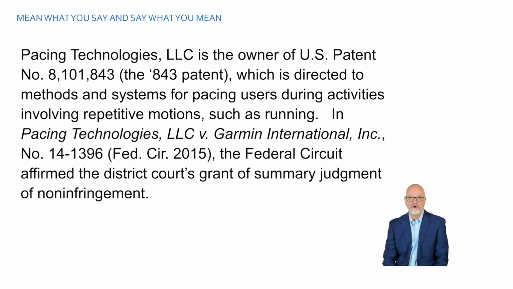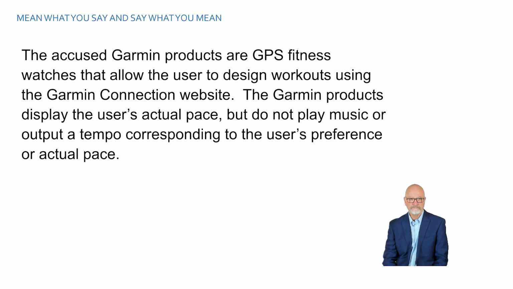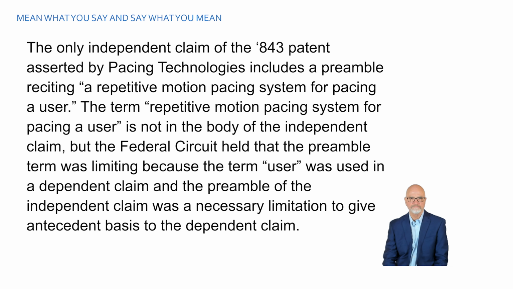Pacing Technologies owned a patent which is directed to methods and systems for pacing users during activities involving repetitive motions such as running. The Federal Circuit affirmed the district court's grant of summary judgment of non-infringement. The accused Garmin products are GPS fitness watches that allow the user to design workouts using the Garmin Connection website. The Garmin products display the user's actual pace, but do not play music or output a tempo corresponding to the user's preference or actual pace.